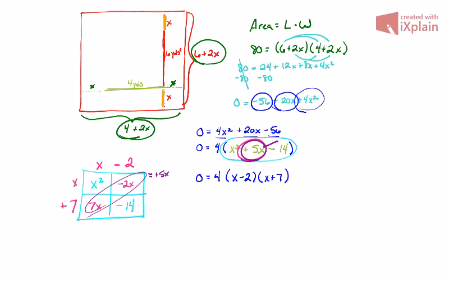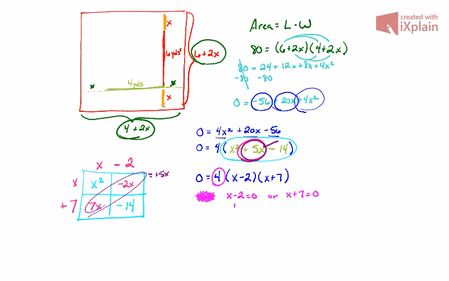Okay. Again, the fact that this is just a 4, if you were to say 4 is equal to 0, that doesn't make sense, so we have to throw this out as an option. That's not a possibility. Just focus on the binomials, because they have the variable that allows you to solve. So we would have x minus 2 is equal to 0, or x plus 7 is equal to 0.